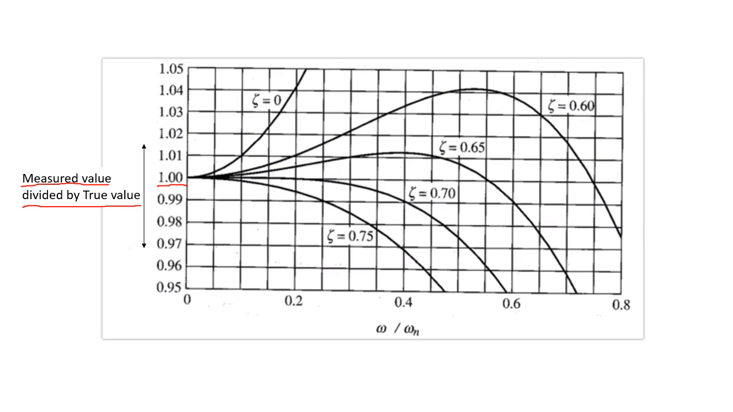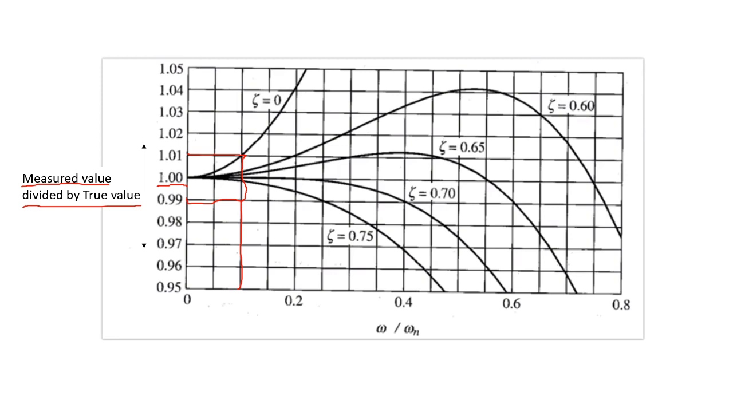So if you are okay with plus or minus 1% error, then what will be the value of omega by omega n? It would be 0.1. If omega by omega n equals 0.1, then for whatever values of zeta you take, the error in the measurement would be less than 1%.